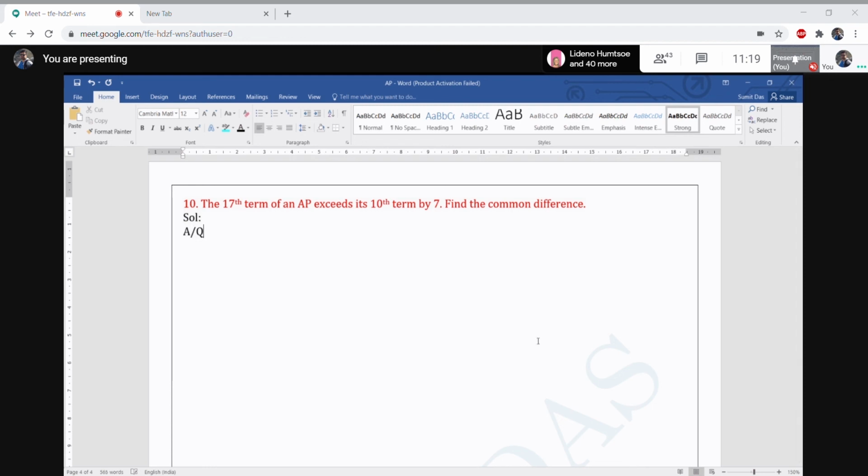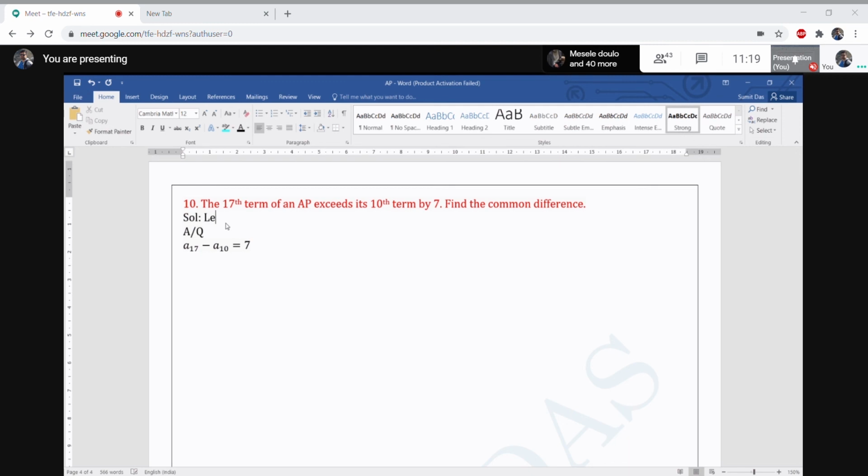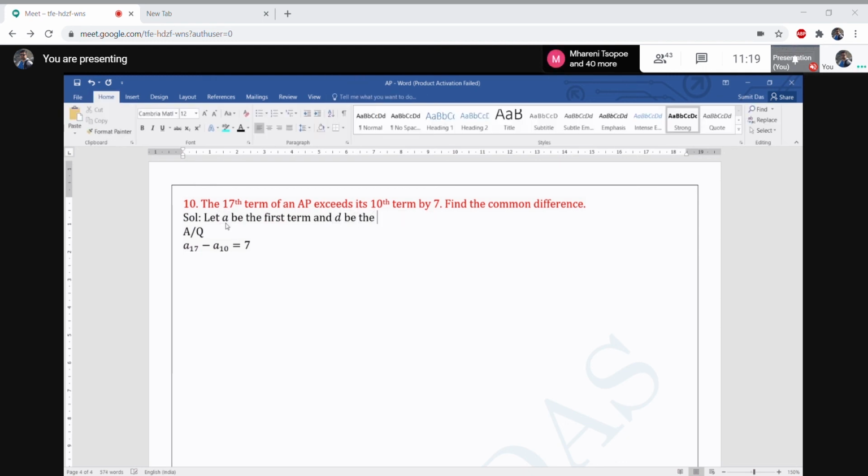Let's write this. As per the question, A17 minus A10 is equal to 7. Okay, let's write this down. Let a be the first term and d be the common difference.